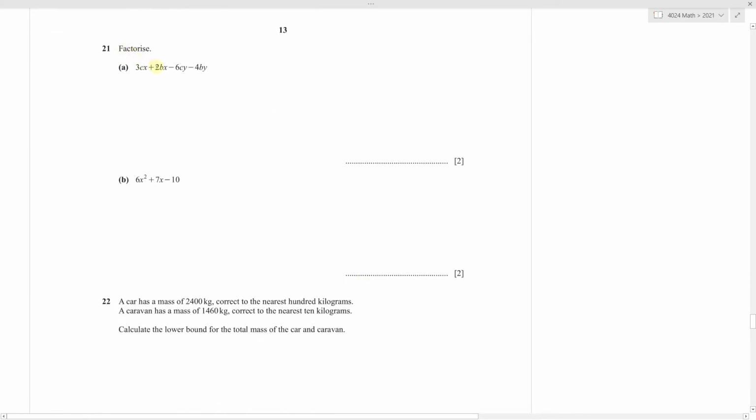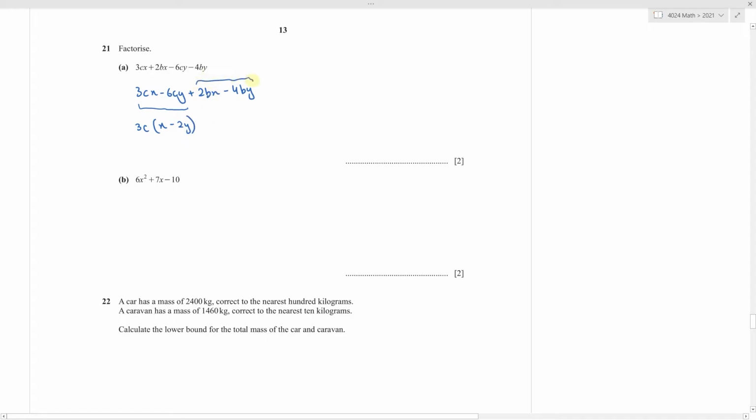Question number 21 is factorize this. So 3cx and 6cy. Since 3 is a factor of 6 as well as itself, let me rearrange this. I will bring this here minus 6cy and then plus 2bx minus 4by. Now from the first two terms, I can take 3c as common. 3c common, I will be left with x here and minus 2y here.